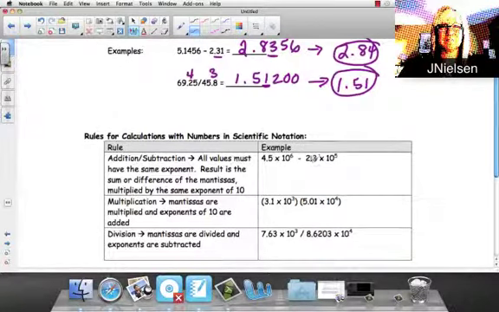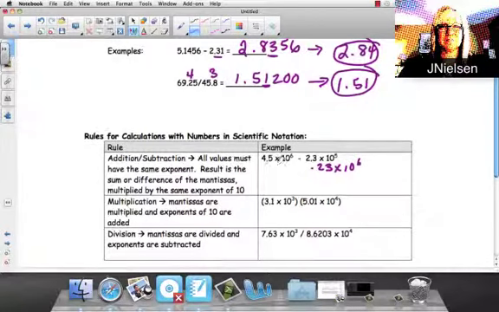So to get these to equal, I could make this 0.23 times 10 to the 6th. Okay? So 2.3 times 10 to the 5th and 0.23 times 10 to the 6th are exactly the same values if we were to write them out in standard form. So now my exponents are the same.